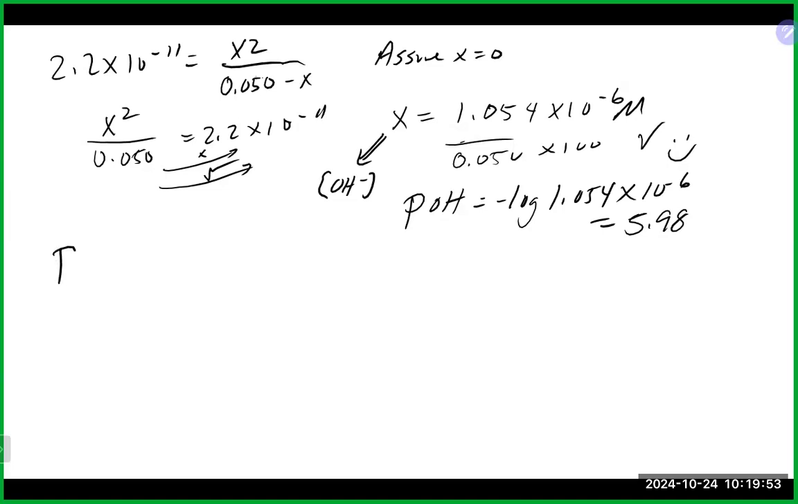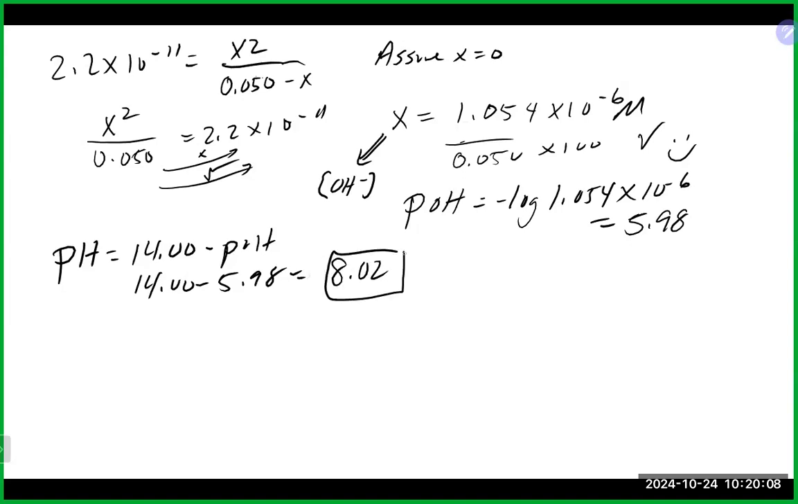So let's get a number that does make sense, which is the pH is 14 minus my pOH. That's going to be 14 minus 5.98. Finally here, we're going to go with an 8.02 pH at this point, at the equivalence point, which is definitely basic and what we would expect it to be.